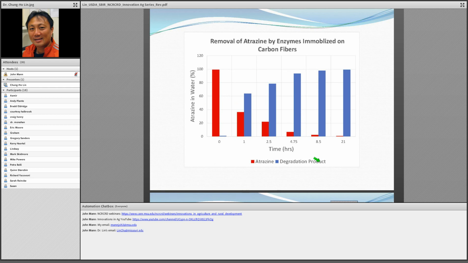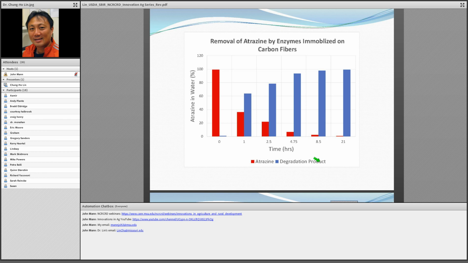We successfully isolated the gene that encodes an enzyme that can break down the pollutant atrazine. We used our genetic cassette and E. coli to mass produce that engineered enzyme. Then we immobilized it on the carbon fiber. This is one of the results from that experiment.